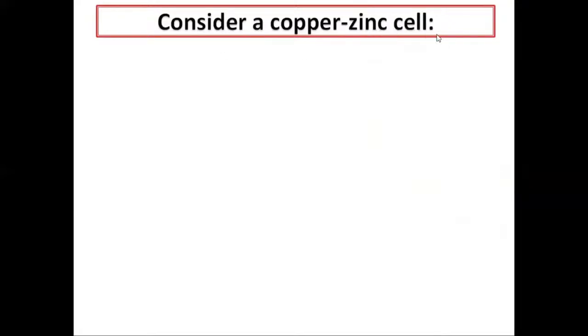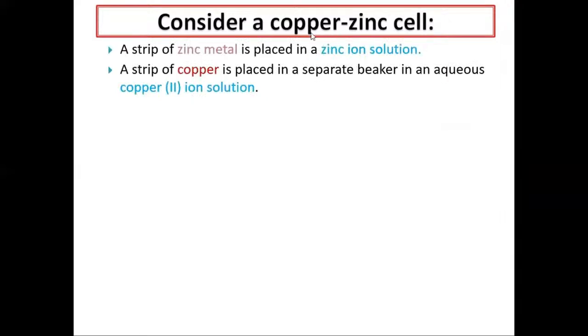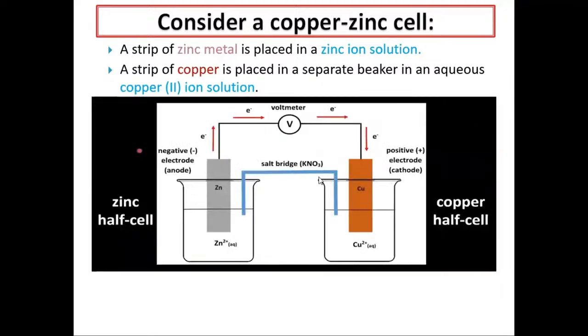Consider a copper zinc cell. If you look at them, you'll find out that one is more reactive, one is less reactive. If you look at the reactivity series, copper is less reactive, zinc is more reactive. A strip of zinc metal is placed in the zinc ion solution. A strip of copper is placed in a separate beaker in aqueous copper 2 solution. So you have zinc metal in zinc solution, and then you have copper metal in copper 2 solution.